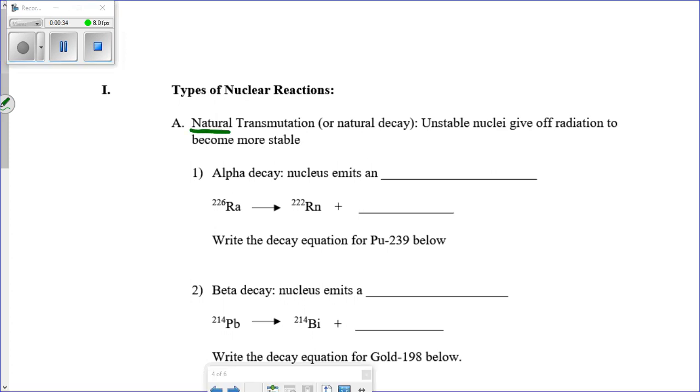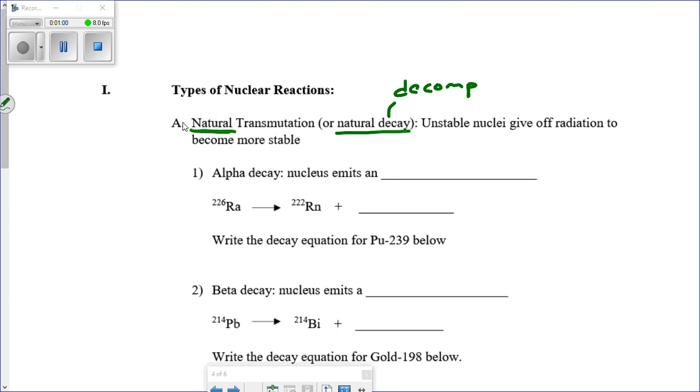Now, natural means that this is occurring on its own in nature. There's nothing artificial about it. We, as humans, are not doing anything to it. The other thing you might see it called is natural decay. This means something like decomposition, which is when you have one reactant and you're going to get multiple products.